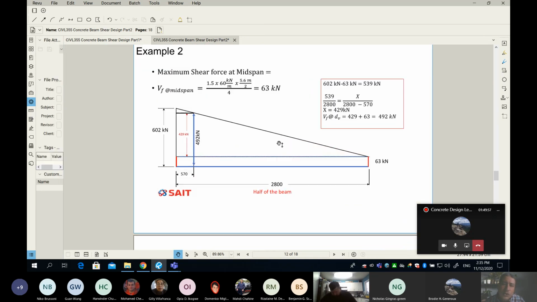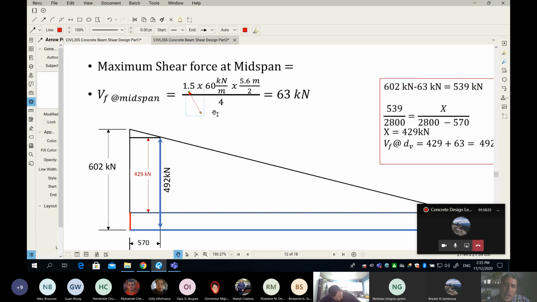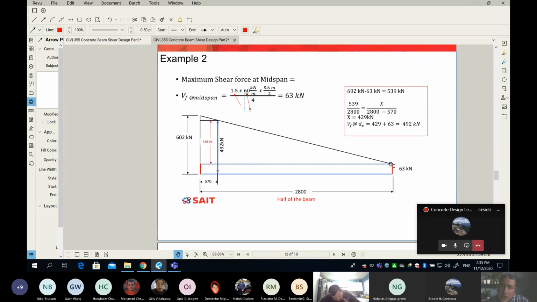Now, something I will do before I continue is trimming my diagram. We know that 602 is simply happening at the face of the column, right? How about what's happening in the middle? We know from the previous discussion it's not 0. How much? Look at this. There's 1.5, live load only. Multiply by the span over 8, so you get 63, not 0. So that is this line here.